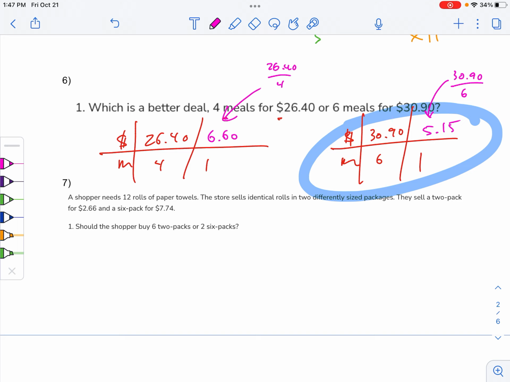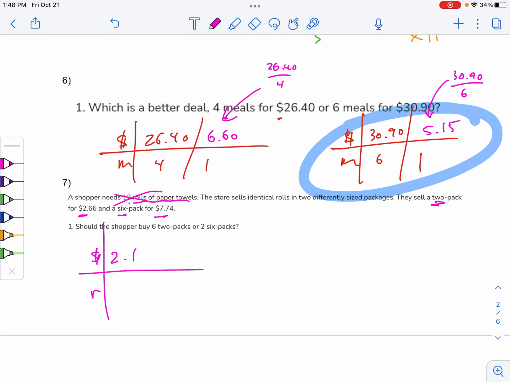Number 7. A shopper needs... Oh, there's so many words here. Okay, needs 12 rolls of paper towels. The store sells 2 different... Okay. They sell 2 packs. We're just trying to find a better deal. I think this first one's not even helpful. 2 packs for this money. 6 packs for... Oh, there we go. All right. Which one's a better buy? Looks like we got money going on, and we've got paper towel rolls. Let's go unit rate again.